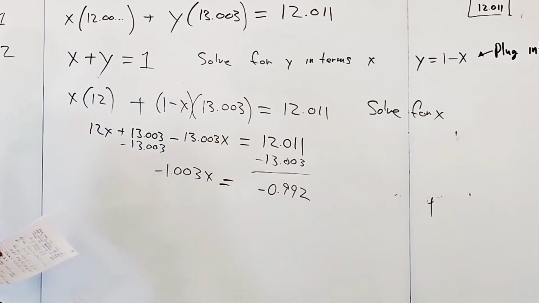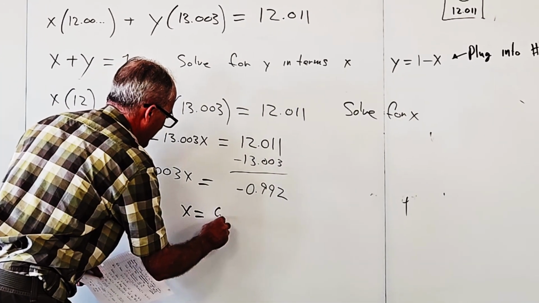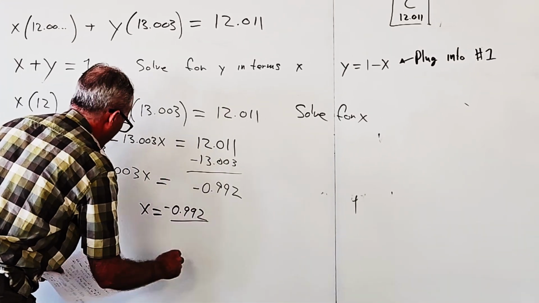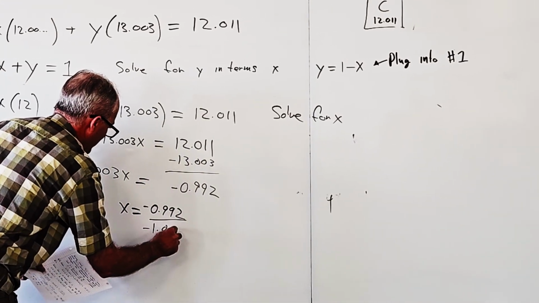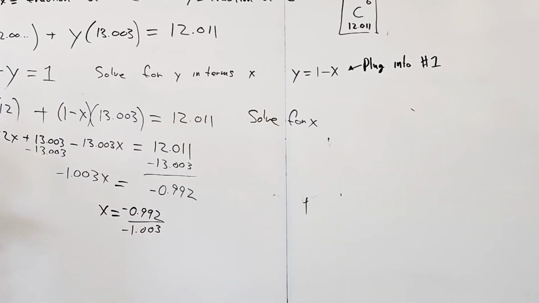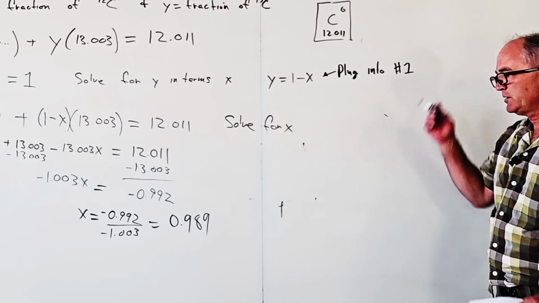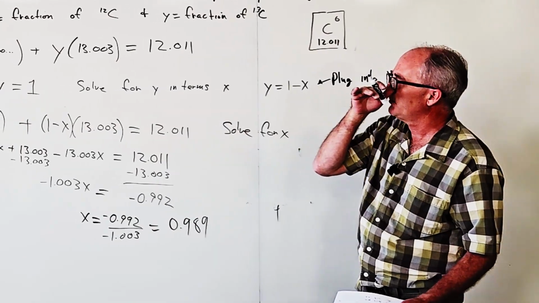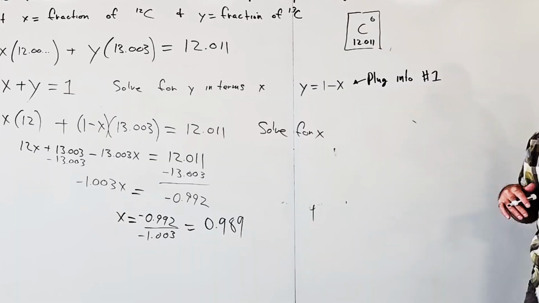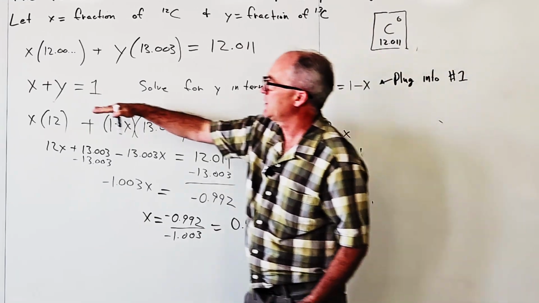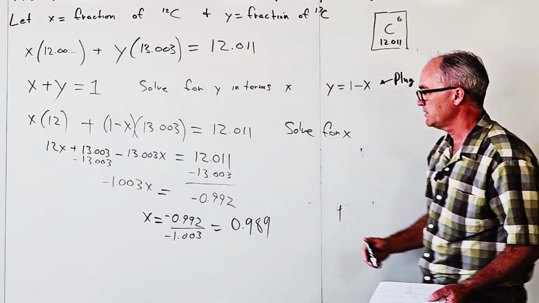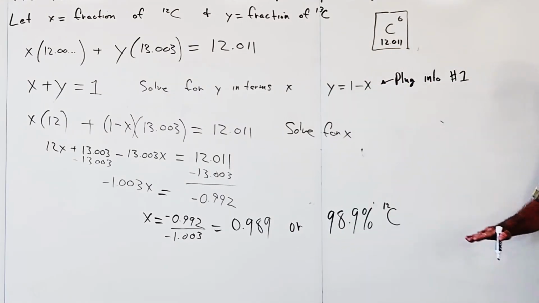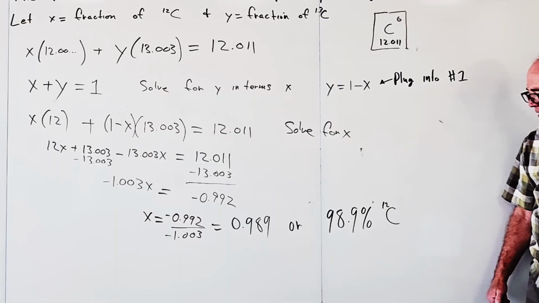X equals that there. So x is going to equal something like negative 0.992 divided by a negative 1.003. Good thing I moved my camera back. So x equals 0.989. And I said, well, let's not turn our percents into percents by multiplying by 100 up above. I said, let's just keep these decimal fractions so it sums up to 1 instead of 100. Of course, we can, since we use percent quite a bit, there's our natural abundance of carbon-12, 98.9.